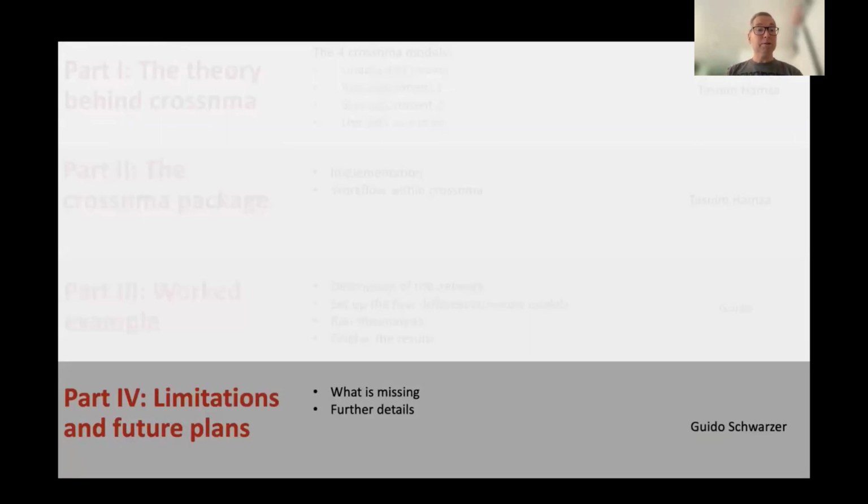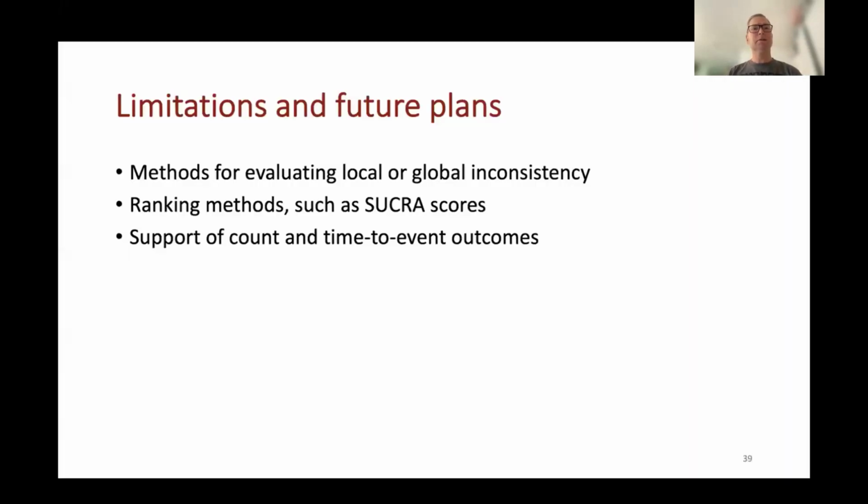So a little bit on the limitations of the package and our future plans. What's completely missing at the moment in crossnma are methods to evaluate inconsistency, either local or global. Also, we do not have any ranking methods implemented, such as SUCRA scores. What's also missing is support for time-to-event outcomes. This was one question in the chat. So time-to-event outcomes and hazard ratios are at the moment not implemented and could not be used.